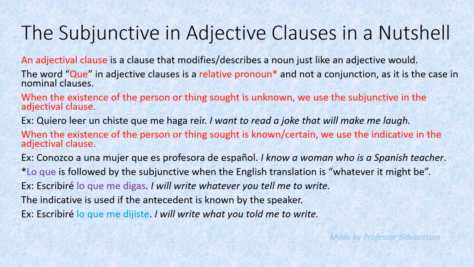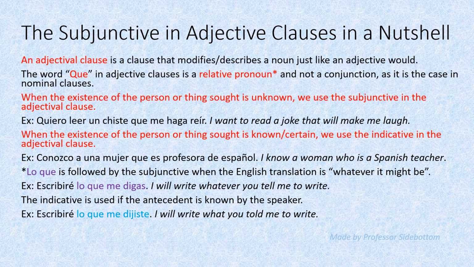When the existence of the person or thing sought is known or certain, we use the indicative in the adjectival clause. Conozco a una mujer que es profesora de español. I know a woman who is a Spanish teacher. I know her, so she exists.